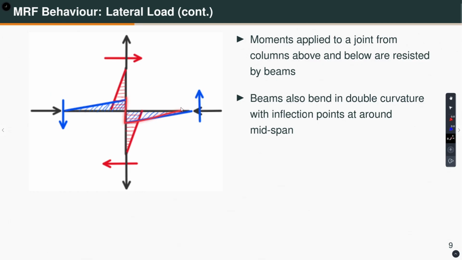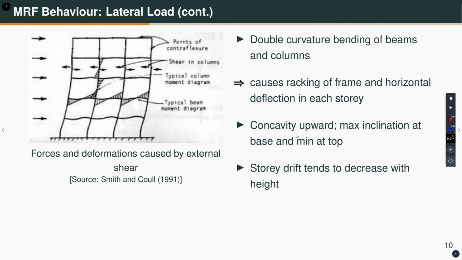So, beam is also going to bend in double curvature. So, you will have this extending like that. So, the curvature is basically reversing, okay, with inflection point around the midspan for beam. Okay. Now, this double curvature bending, why I am interested? This double curvature bending of beams and columns result in a deformation behavior something like this, okay, where it is concave up. That means, if I exaggerate it, it is something like this, concave on the side.